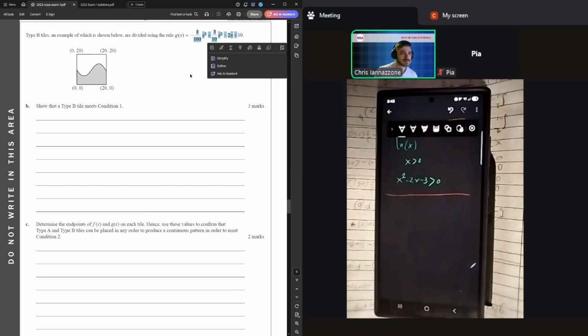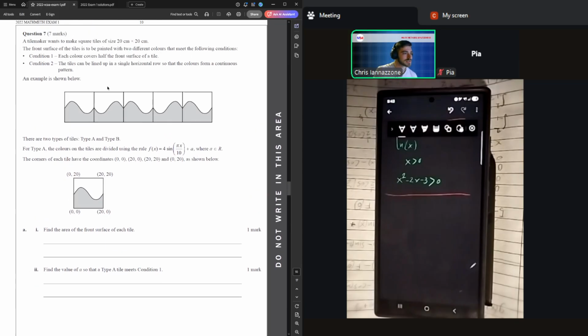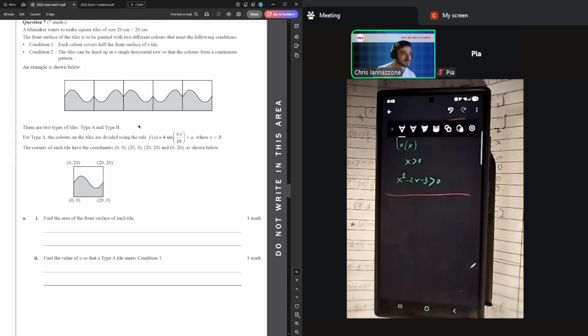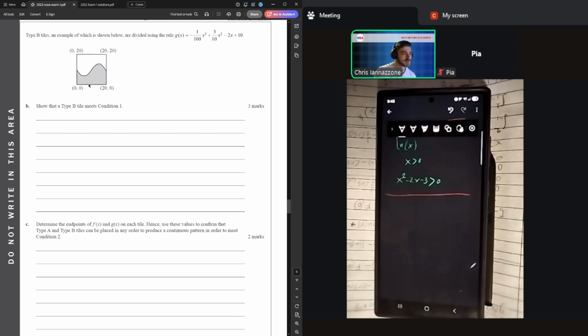Very similar thing. This one's given by some nasty cubic. Show that type B tile meets condition 1. So again, condition 1 is the exact same thing. Each tile covers half the front surface. Or each color, sorry. So you want that 50-50 split once again. Bit tougher with this one now. We can't use the same little hack that we had before, which is setting a midline. Cubics don't really have that sort of thing that we could make use of.